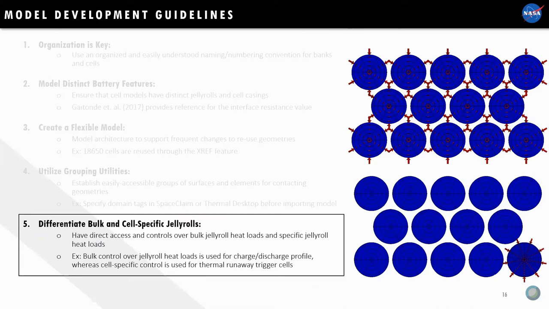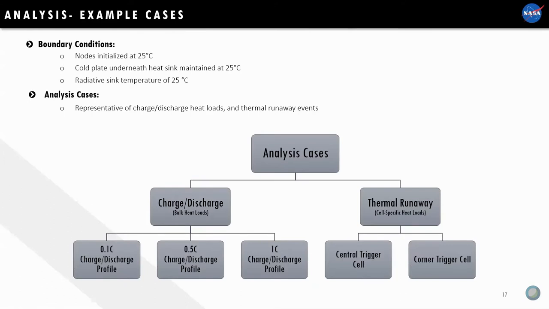Building off that last point, for our final guideline, we recommend having both bulk control and cell-specific control over the jelly rolls. This allows you to perform different types of analyses. For example, we use the bulk jelly roll heat loads when we're doing the charge and discharge analysis. We apply the same heat load to all of the cells at once. But you also want to be able to have that cell-specific control for something like a thermal runaway case, where you want to apply a heat load to a single trigger cell.